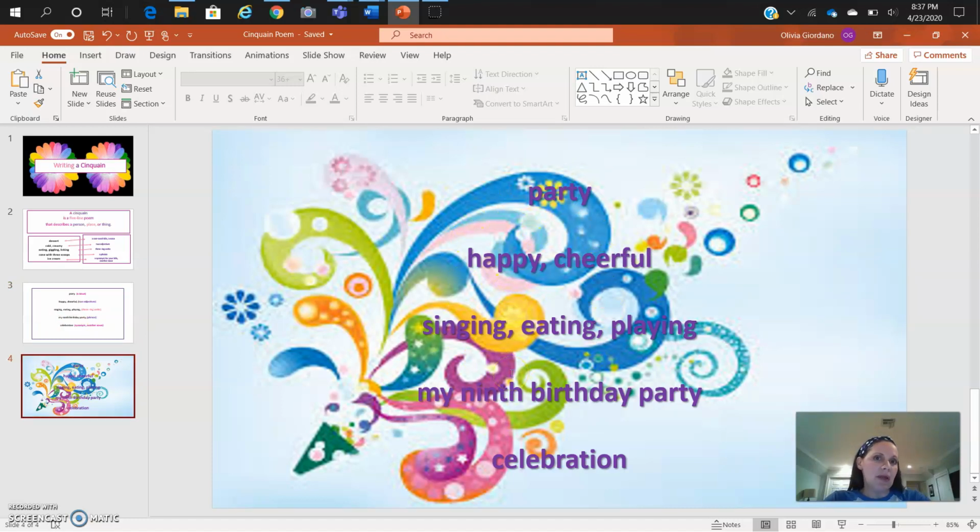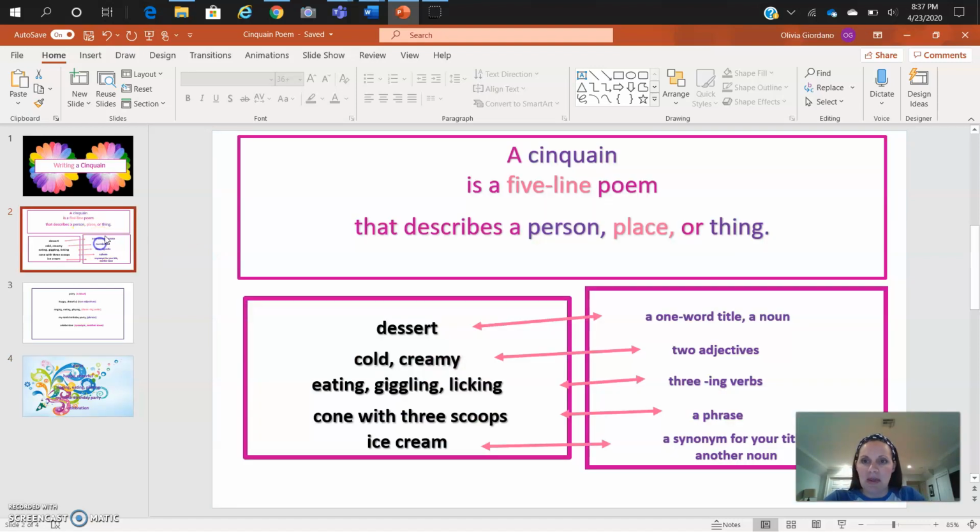So today what I would like you to do is I would like you to go back into your writer's notebooks. You're going to pick a new topic today and you're going to do the same thing. Remember, you're going to think about, okay, something that describes a person, a thing, or a place, right? And you're going to pick that and then you're going to think of 2 adjectives, 3 verbs ending in ing, a phrase that goes with that noun, and then a synonym for your title.